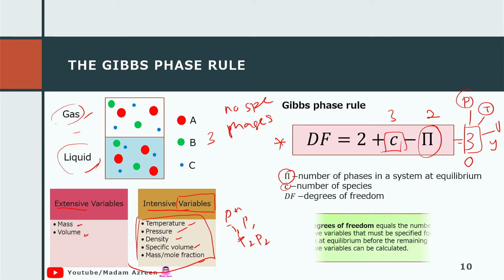Okay, so this degree of freedom is equal to the number of intensive variables that must be specified for a system at equilibrium before the remaining intensive variables can be calculated. When we want to solve a mass balance for this system, we really have to specify the temperature and the pressure, so that we can get extra data on the vapor pressure and so on. Later on we see the example.